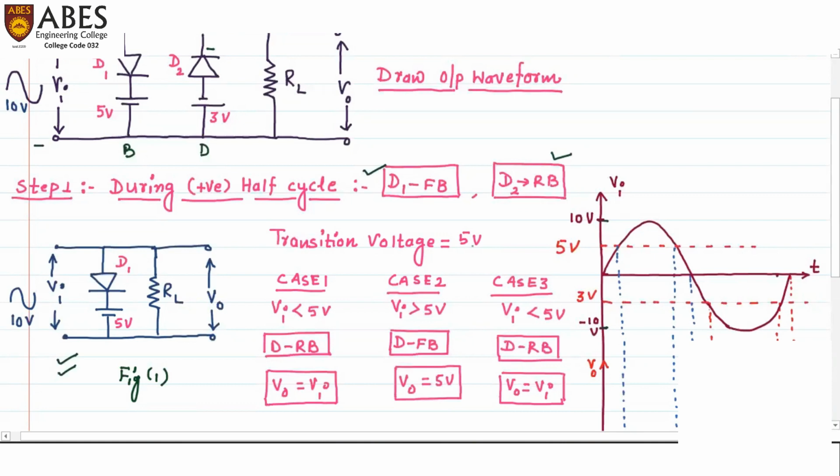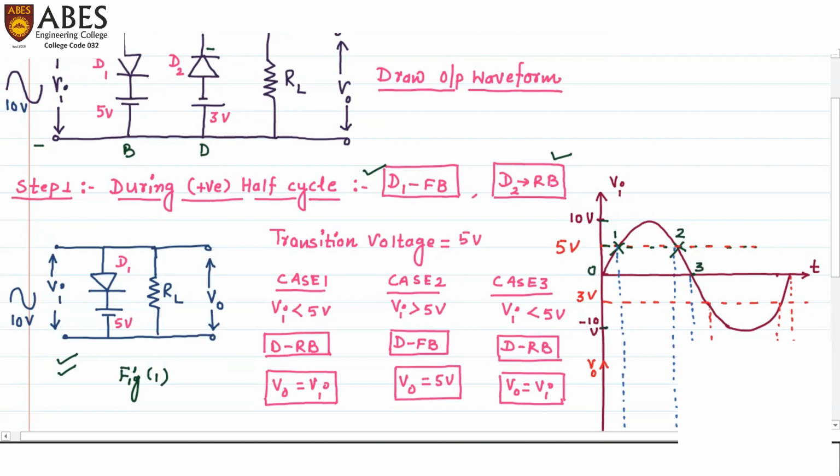Now we need to draw this transition voltage. Here we can see in the input waveform, this red dotted line is the transition voltage whose magnitude is equal to 5 volts. This transition voltage cuts the positive half cycle of the input voltage at two places, here and here. So we can say this transition voltage divides the positive half cycle into three parts: 0 to 1, 1 to 2, and 2 to 3.